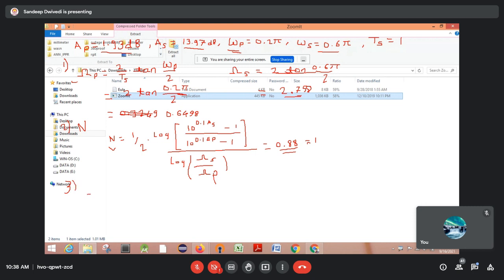Next, you need to find out the cutoff frequency, omega c, for the analog filter. For this, find out the cutoff frequency for this analog filter. We have a formula, that is omega p, omega p, and this is the formula.